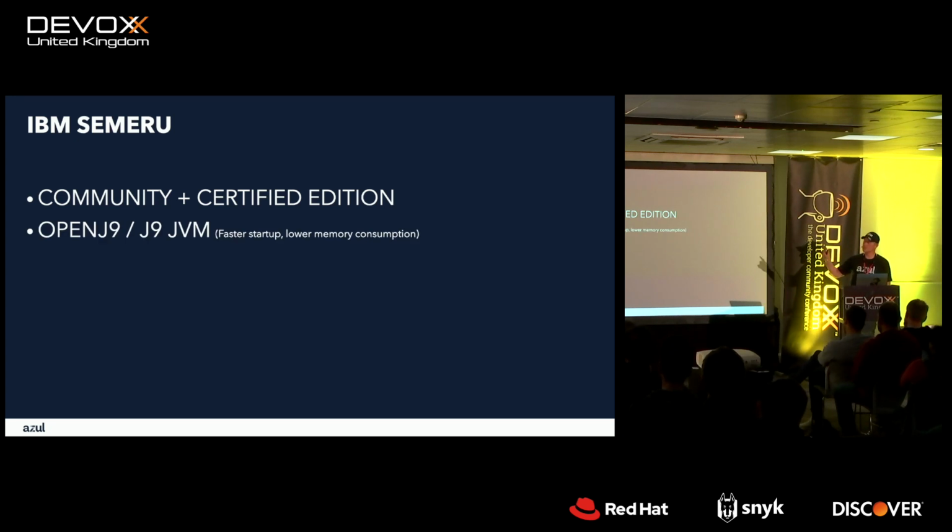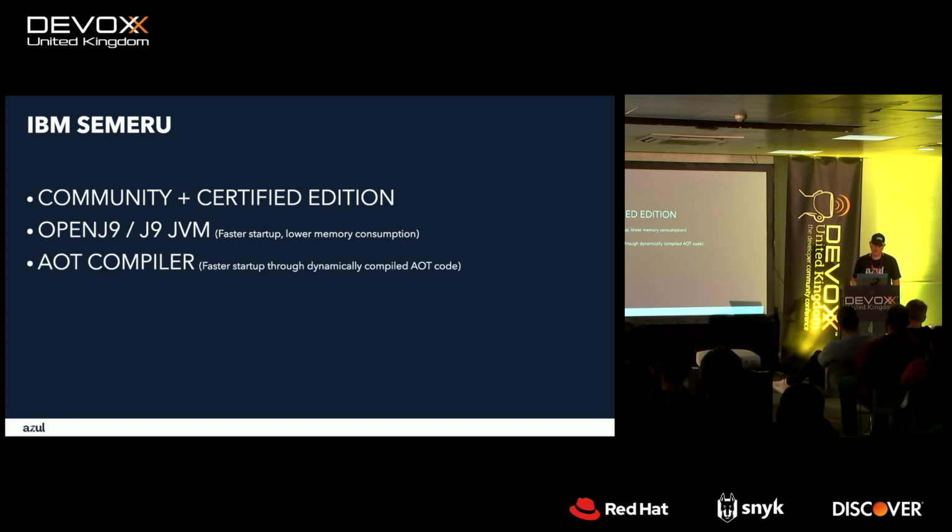It's based on OpenJ9, or the J9 JVM, which is not OpenJDK. IBM wrote the complete JVM from scratch. It has a faster startup and lower memory consumption. It has lots of features, for example an AOT compiler that can dynamically compile code, AOT code, to get a faster startup.